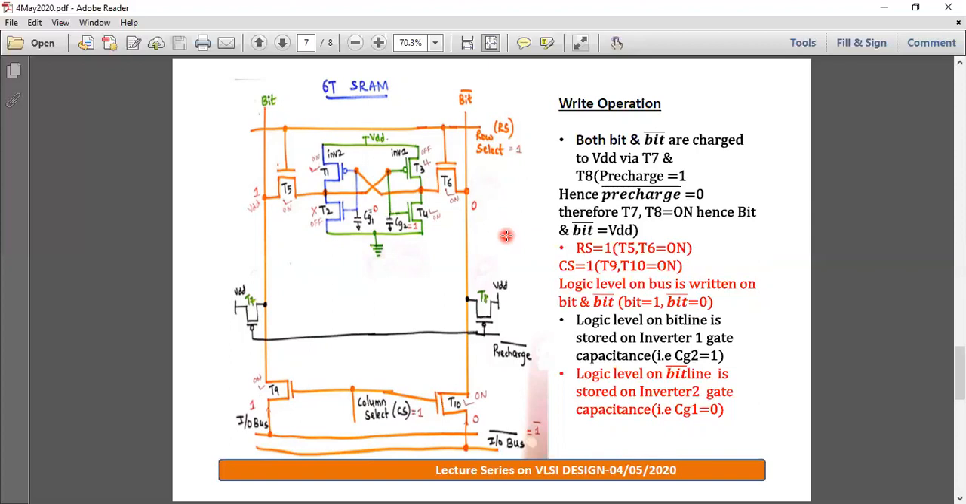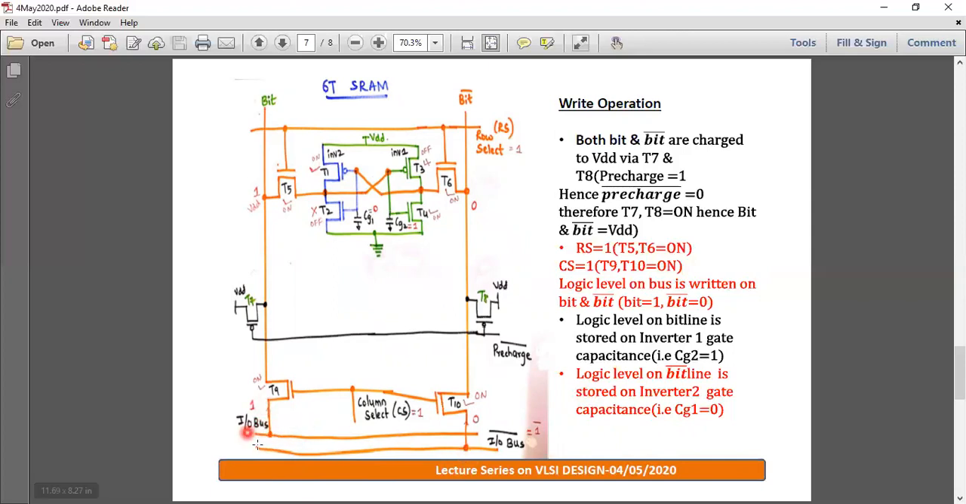So now to write the data in the memory cell, that is to store the data in the memory cell, row select is made 1, column select is made 1. Since row select is 1, T5 and T6 will be on, and column select is 1, so T9 and T10 will be on. During write operation, these bus lines will act as input line, and during read operation, these will act as output bus.